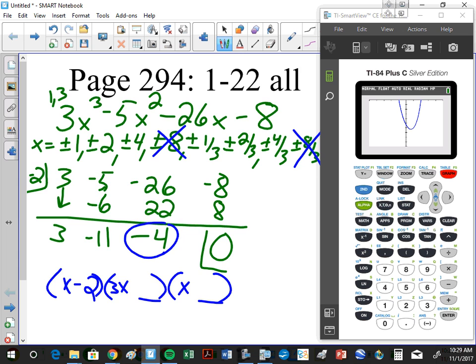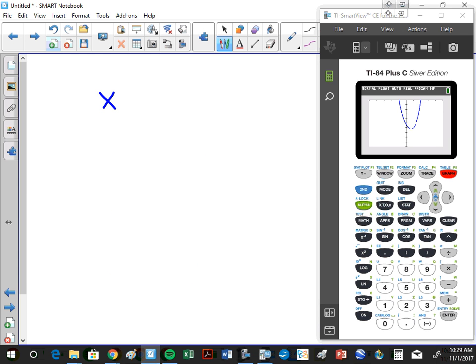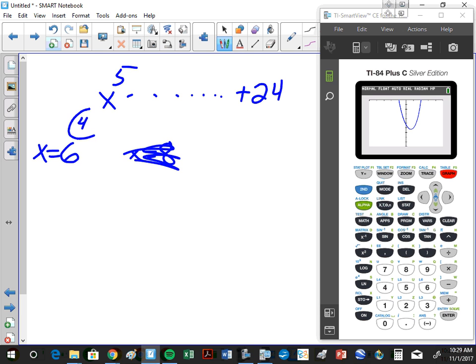If I had x to the 5th, and then plus 24, and I found one of them to be x equals 6, can the next one be x equals 8? No, because 24 divided by 6 is 4, so all of the other roots have to multiply to be 4.